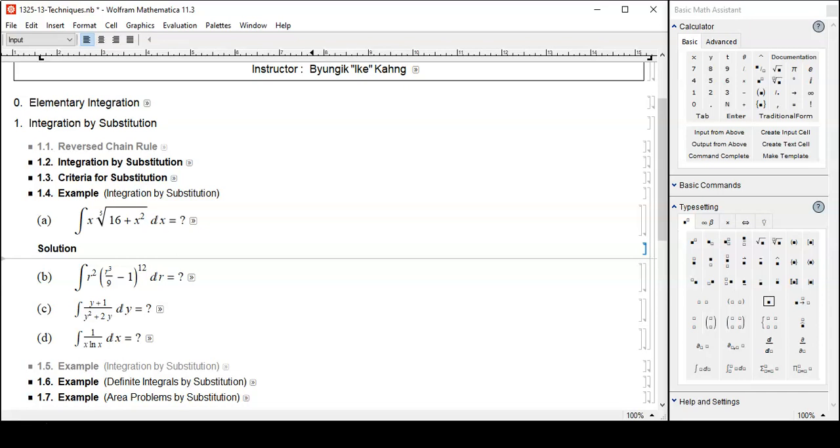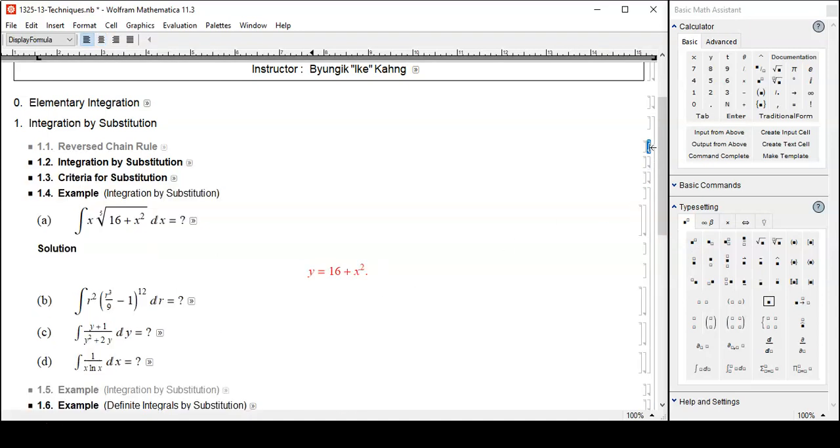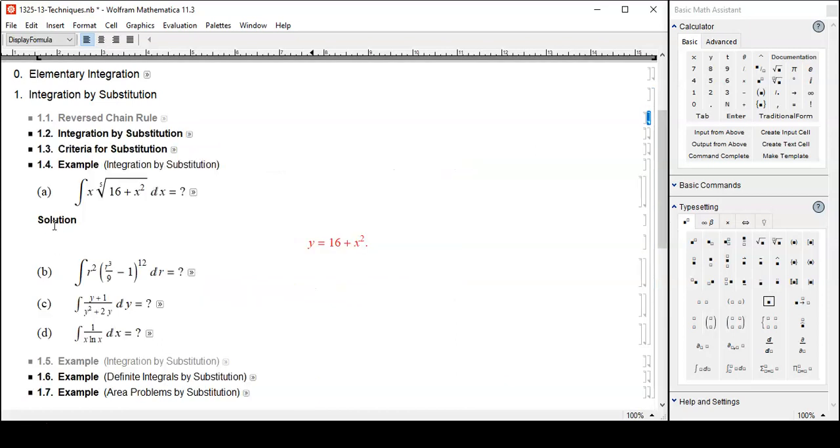Ready? If you're not ready, stop the playback and take a deep breath and then restart. Okay, step 1, we want the inside function. Remember the reverse chain rule? Oops, not that. Inside function. That's my y of x. That's inside. And then take the derivative.